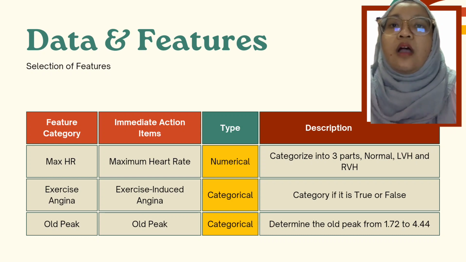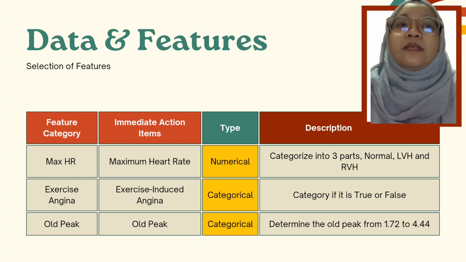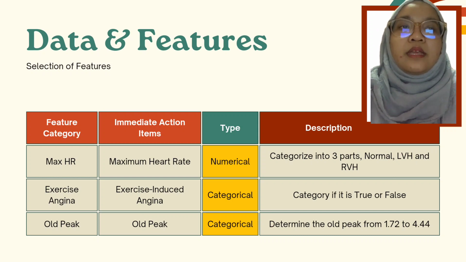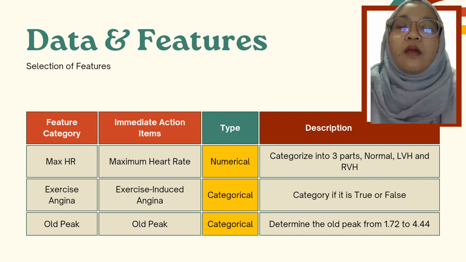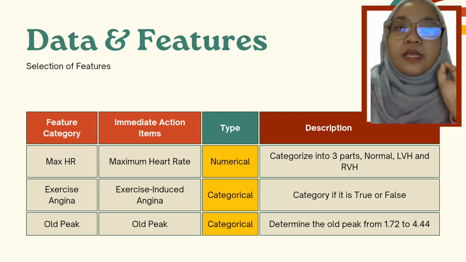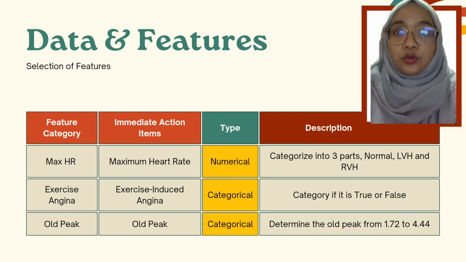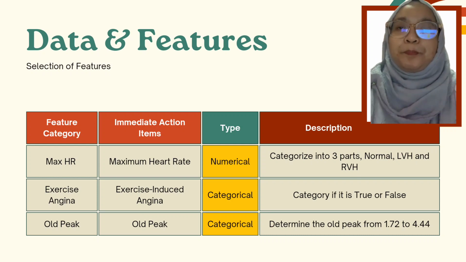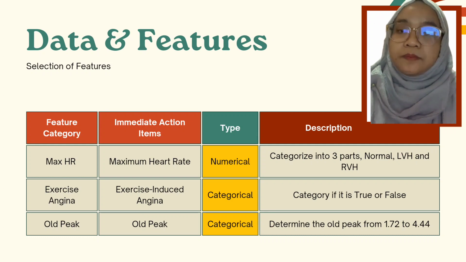And the last one is old peak, and the type is categorical. It determines the old peak from 1.72 to 4.44. So that is from me. I will pass to the next presenter.